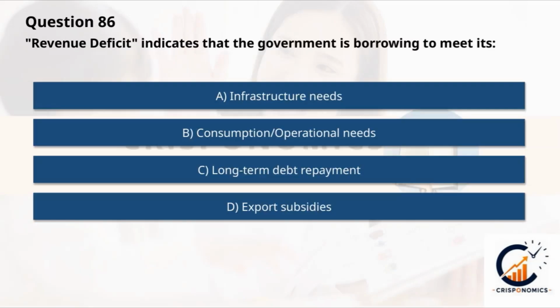When we talk about a revenue deficit, we're looking at a specific financial situation for the government. It means the government is borrowing money to cover its regular, day-to-day expenses, things like consumption and operational needs. This isn't about big projects or paying off debt. Instead, it shows that the government's income isn't enough to meet its routine spending. Understanding this helps us see where borrowing is happening and why.